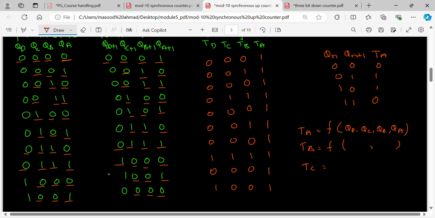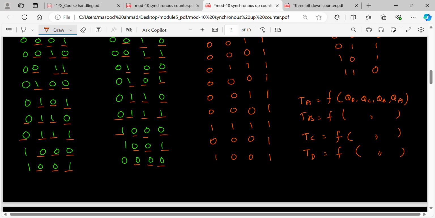Similarly, TB is a function of the same. TC is a function of the same. And TD is also a function of the same. So what we try to do is, we use K-maps and we try to write the expressions. So what I can do is, in this table, anything greater than this is exactly, we can write all 6 possible combinations. Your output is don't care.